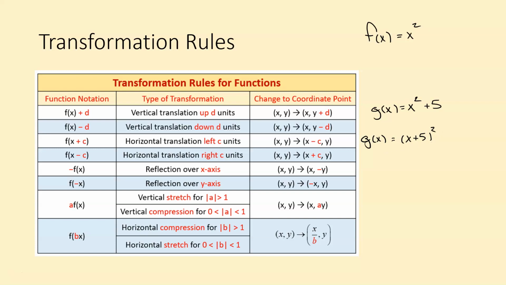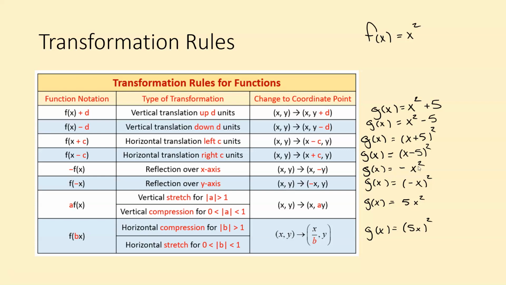So this would be a translation left 5 units, versus this example up here, which is a translation up 5 units. So that is the distinction. This plus 5 is outside the function. This plus 5 is inside the function. All right, so parentheses are going to be your friend to help you determine these differences for a lot of these. I'm going to fill out some more examples here on the right side of this.